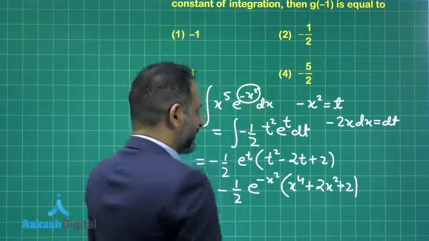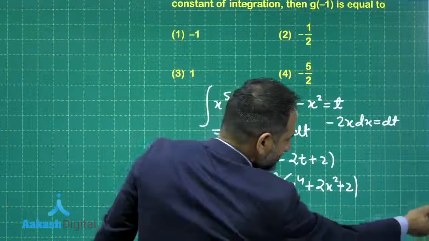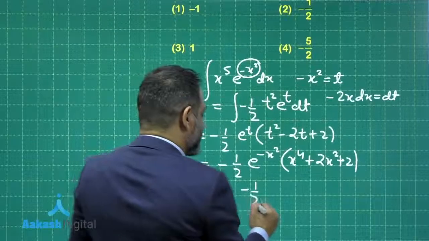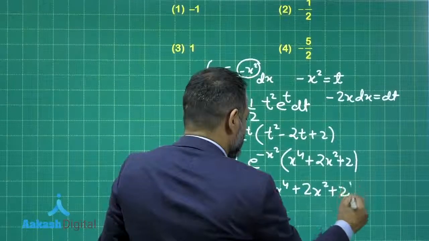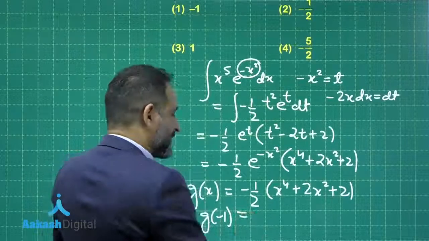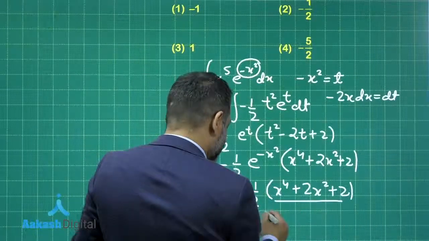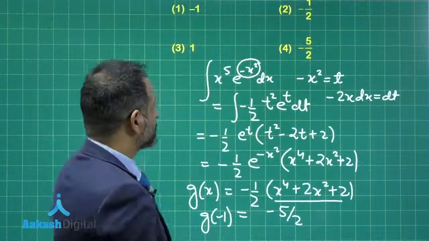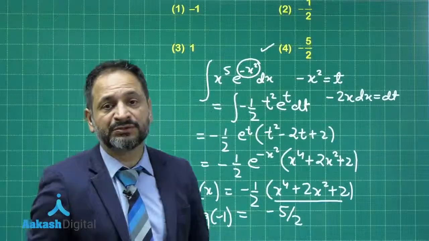Now if you compare, this entire function is g(x). So g(x) here is minus 1 by 2 into (x raised to the power 4 plus 2x square plus 2). The value of g(x) at minus 1 is asked here. So if you put x equal to minus 1, this will be equal to 5. So this value comes out to be minus 5 by 2. So the option which is correct here is the fourth one. Let us move on to the next problem.